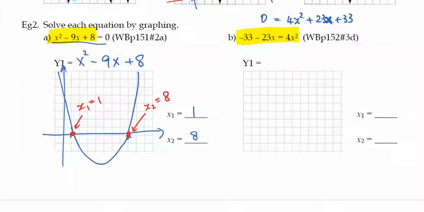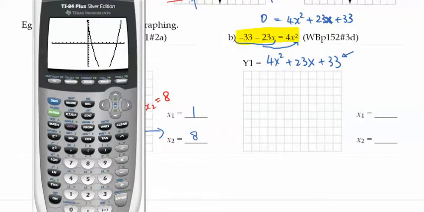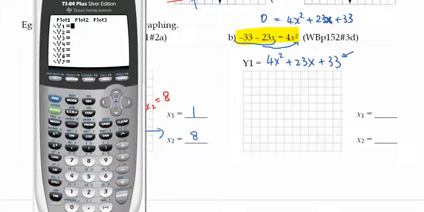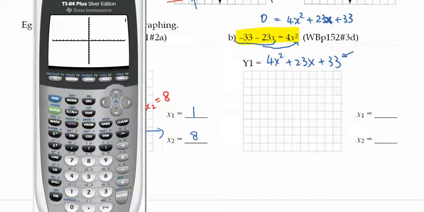You can move the 4x squared to the left and make the right hand side 0. It doesn't matter. It will still give us the same result. So 4x squared plus 23x plus 33. As we move these two terms to the right hand side, we will come up with a quadratic function, or quadratic functions for now. Draw it out on the graphing calculator, enter the equation 4x squared plus 23x plus 33 and graph it.